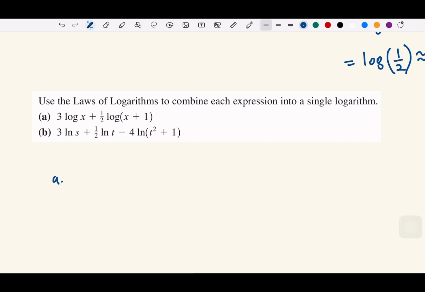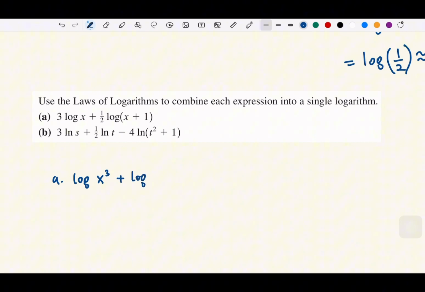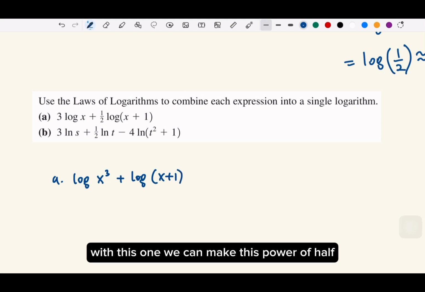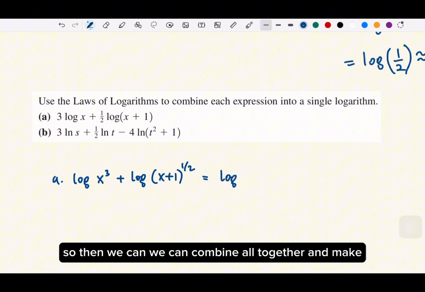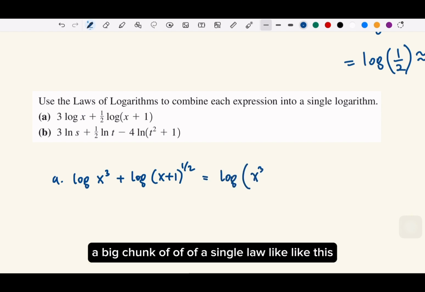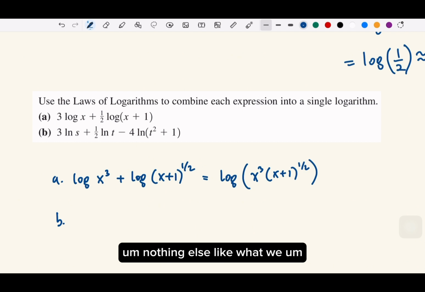So for number A, we could write that this 3 on the front, we could move it and make it into cube power like that, and the same thing with this one, we can make this with power of half. So then we can combine all together and make a big chunk of a single log like this, and then that's it. We don't really need to do anything else, right? So we just combine them all together.